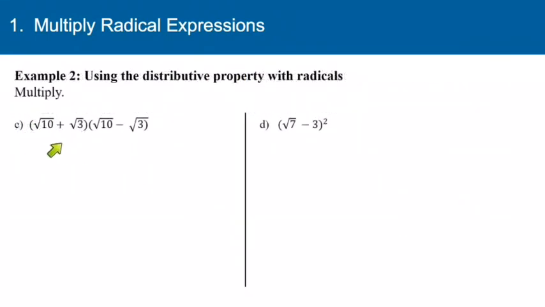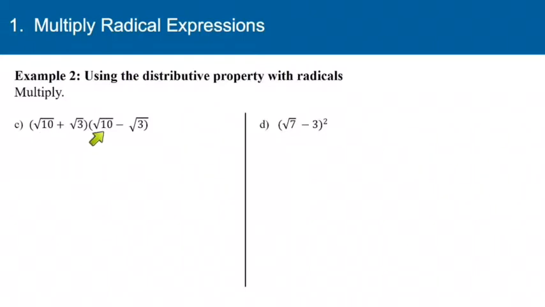Now in part C, we're using the same method. We will still multiply using the FOIL method, but notice something here. These two binomials are closely related. Here we have square root of 10 plus square root of 3, and here we have square root of 10 minus square root of 3. So when we multiply these together using the FOIL method, watch what happens.